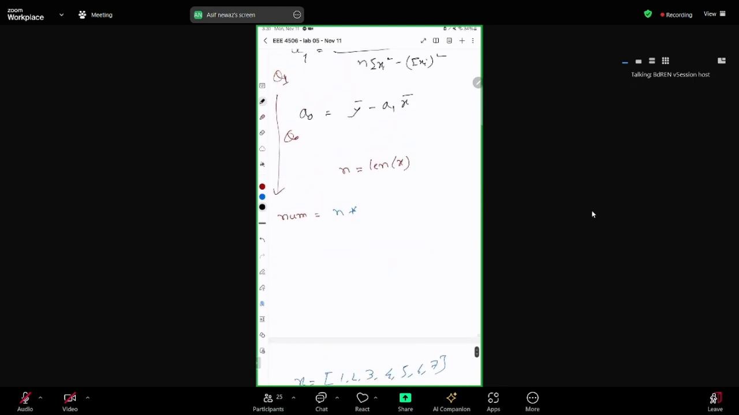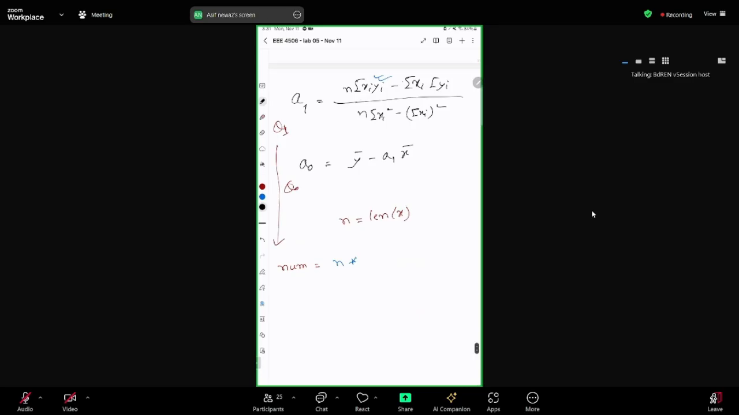So if I write the code, it becomes like this way. N into, I'm writing this part, summation of x dot multiplication of y, minus the summation of xi. That means the summation of values of x in the array multiplied by the summation of the values of y. That is the numerator part.